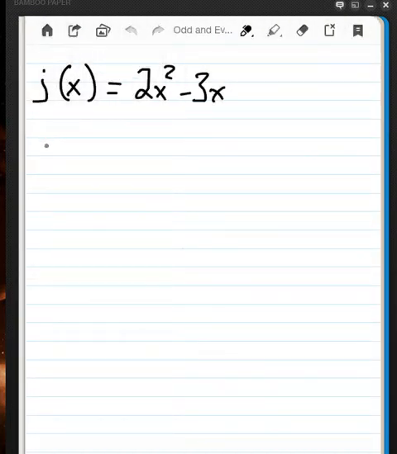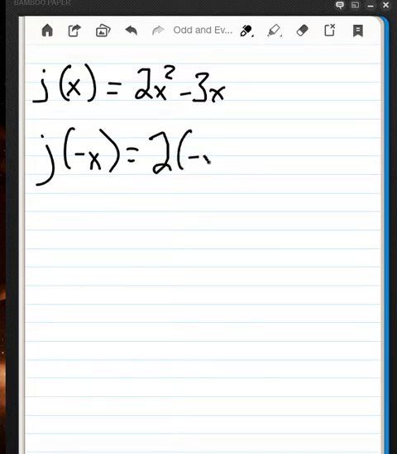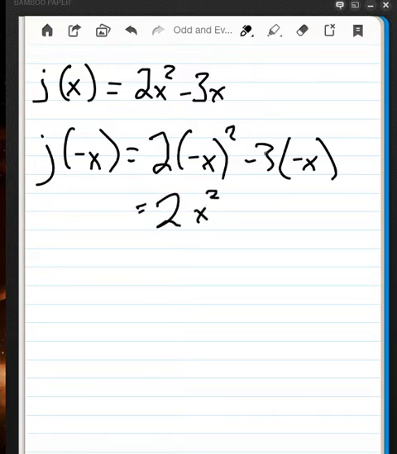Alright, let's take a look at j of x. I'm going to substitute in the opposite of x into this quadratic. We did a quadratic earlier, x squared plus 5. It ended up being even. Let's see what happens here. We're going to substitute in the opposite of x, squared, minus 3 times the opposite of x. The opposite of x squared, we've learned that one before. It'd be 2x squared, and the negative 3 times negative x would give me a positive 3x.